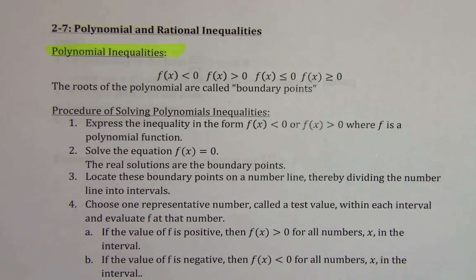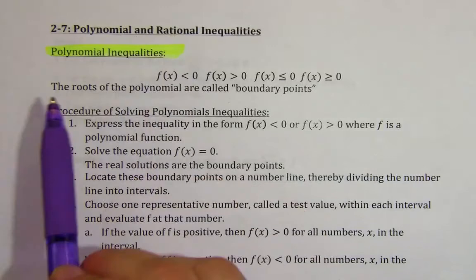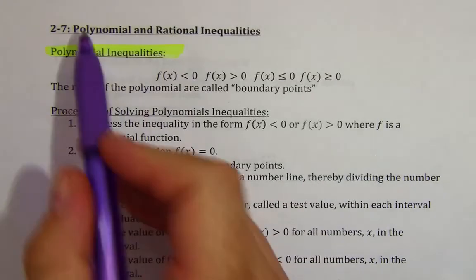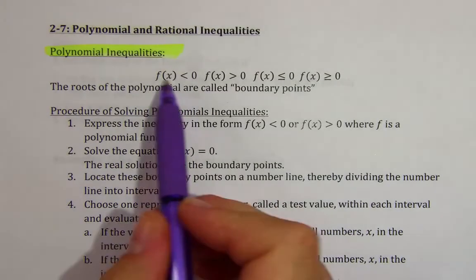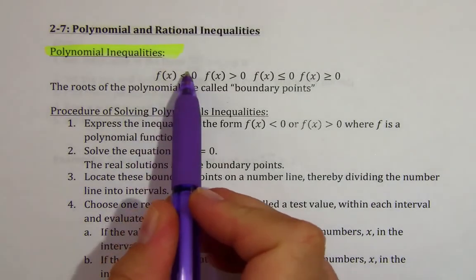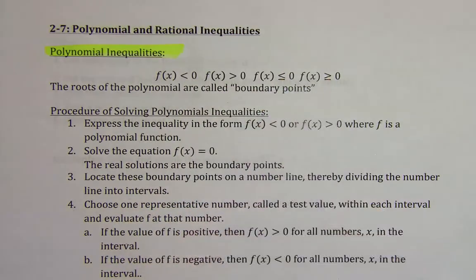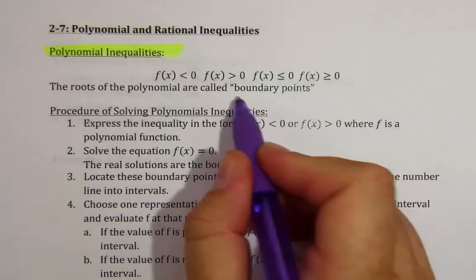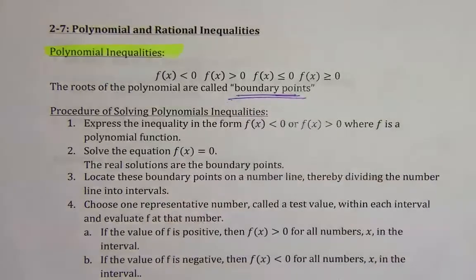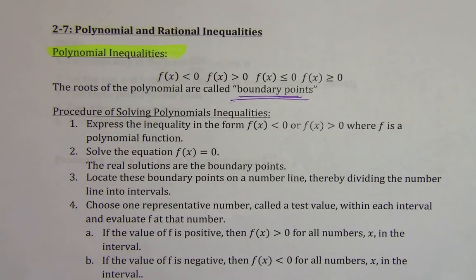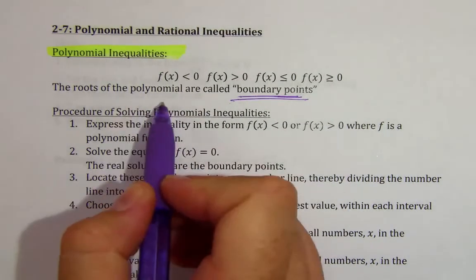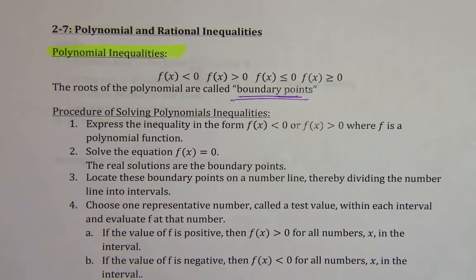Okay, so this is Chapter 2, Section 7, and we're going to talk about polynomial and rational inequalities. Polynomial inequalities are where we have some function and it's either less than 0, greater than 0, less than or equal to 0, or greater than or equal to 0. And we want to find the boundary points. That's going to be a term that you want to know. So we're going to find the roots of the polynomial, and these are our boundary points.